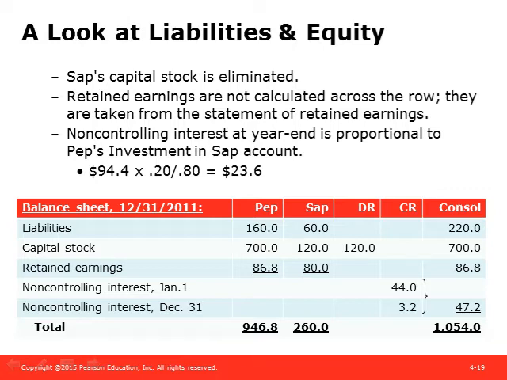And then finally we look at the liabilities and equity, and we see that SAP's capital stock is eliminated, so that all we have left is PEP stock at the end of the year. The retained earnings are not calculated across the row, they are taken from the statement of retained earnings, and the non-controlling interest at year end is proportional to PEP's investment in SAP, and so that's 94.4K times 20 divided by 80, which gets us to the 23.6.